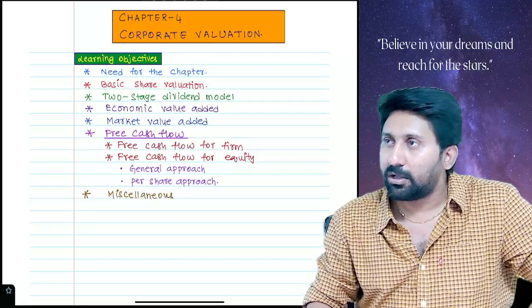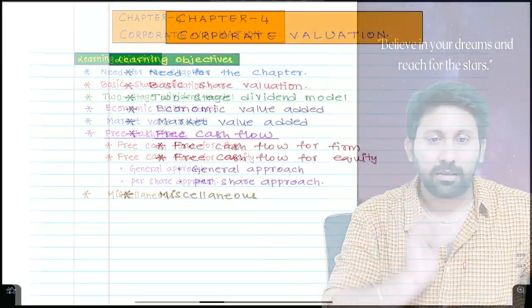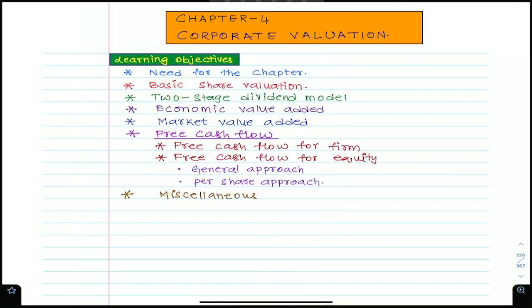Clear everyone? First, write down the learning objectives in your notes. Keep the heading and chapter number. In our classes, it is chapter 3. In the book, it is chapter 4. The name is Corporate Valuation, or Business Valuation. You put Business Valuation.